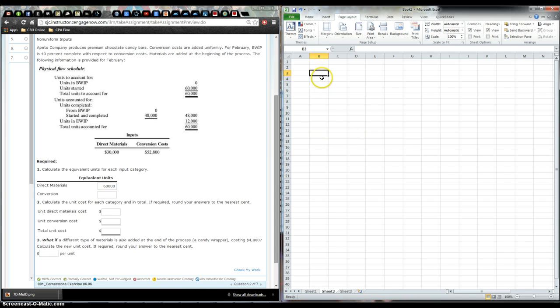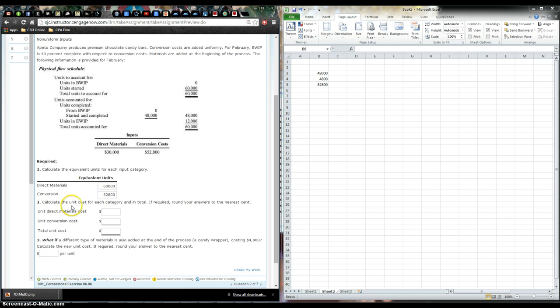So then it asks us to calculate the conversion costs. Well, we have two portions of this. We have the total conversion equivalent units, or conversion units that were completed, of 48,000. And then we have 12,000 units in ending work in process that are how complete? 40% complete. So we're going to take 12,000 and multiply that by 0.4, which gives us 4,800 units. And if we add those two together, we get 52,800 units.